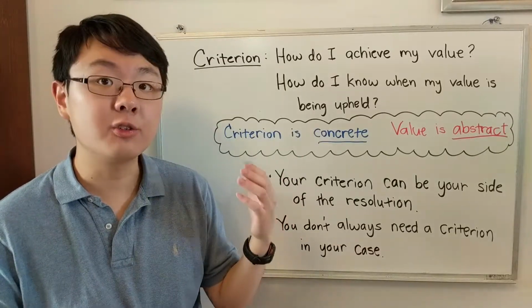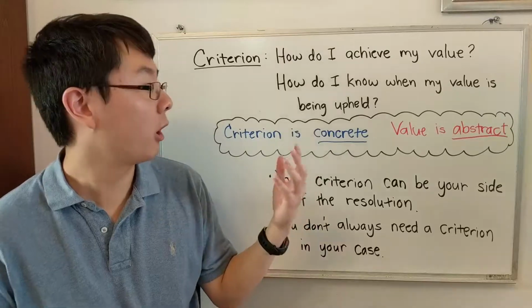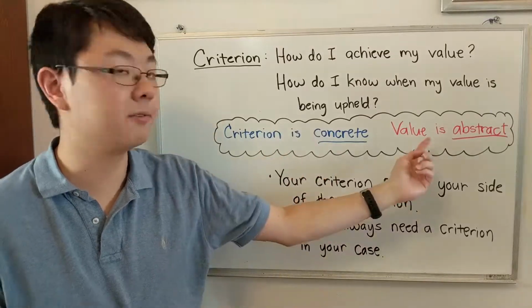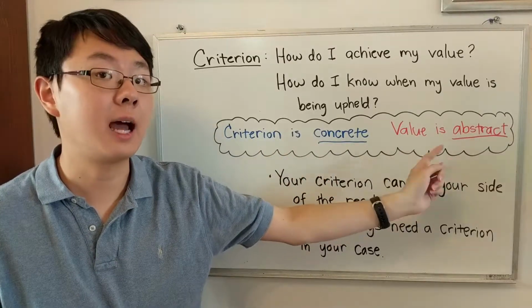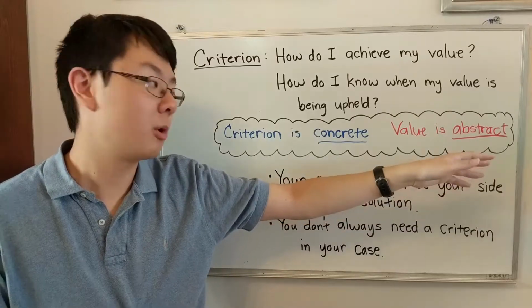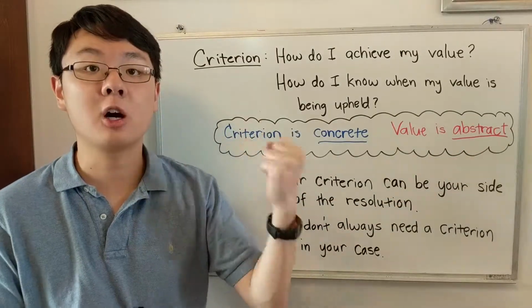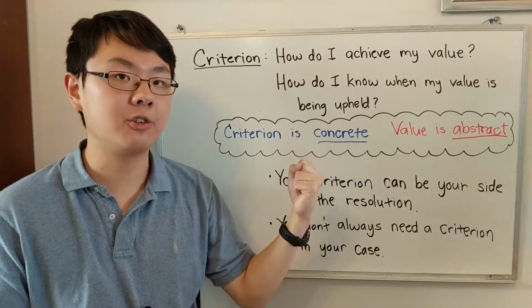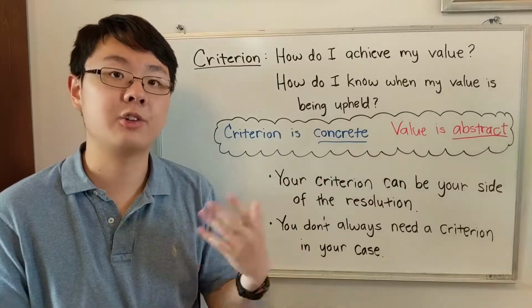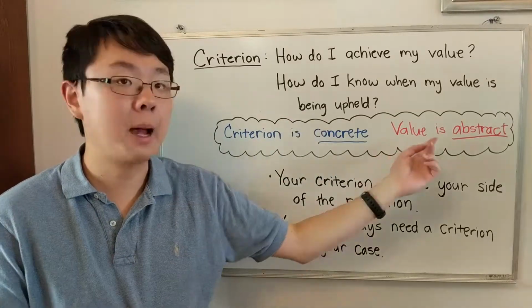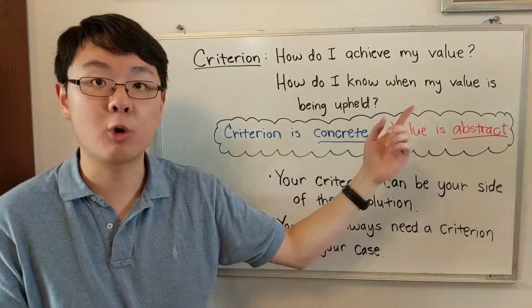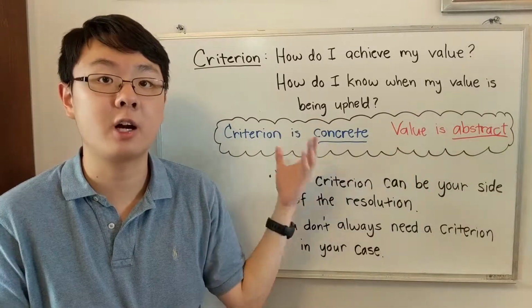Now, the criterion can be abstract, but it's generally more concrete. So the criterion is concrete. The value you want to be abstract, an abstract noun, kind of a little more muddy, but the criterion should be something that's concrete. The criterion is what makes your value concrete in some cases, actually. Because the value is so abstract and vague, we need something much more concrete to anchor it down, and that's where the criterion comes in.